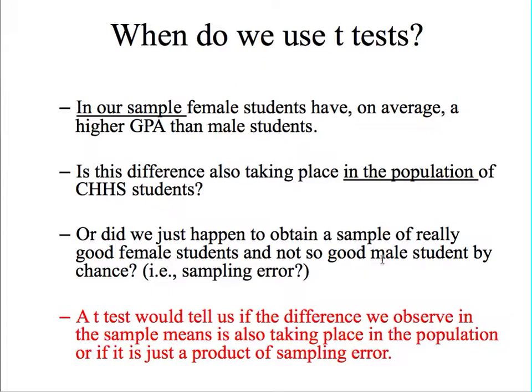So by chance we can pretty much get any type of composition, because of sampling error, just by chance. So the t-test would allow us to rule out the possibility that what we're observing in the sample is just the result of chance, or just the result of sampling error. So that's why we do a t-test.